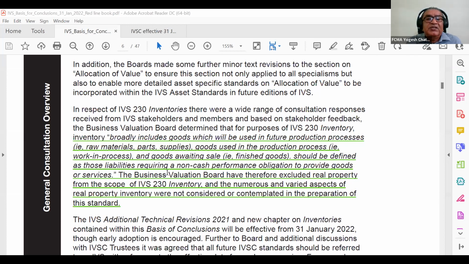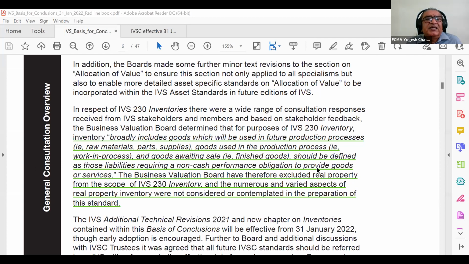Liabilities should be defined as those requiring a non-cash performance obligation to provide goods or services. The valuation board have therefore excluded real property from the scope of IVS 230, and the numerous and varied aspects of real property inventory were not considered or contemplated in the preparation of these standards. So going forward, we may have more broad guidelines on valuation of real estate or real properties also.